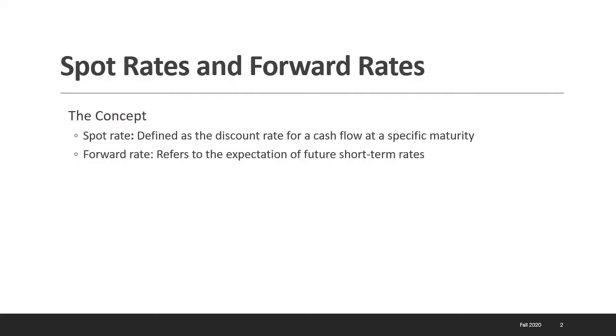Okay, before we get into details, it is important to be clear about these two rates. The SPAR rate is defined as the discount rate for cash flow at a specific maturity. The forward rate, on the other hand, refers to the market's expectation of future short-term rates.